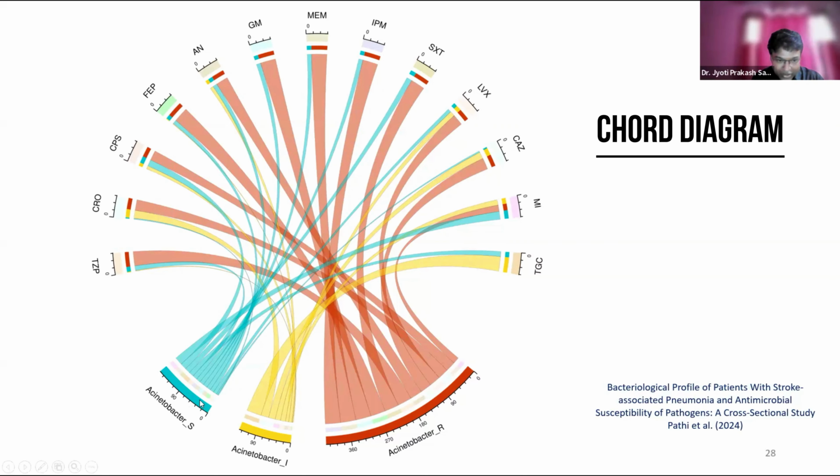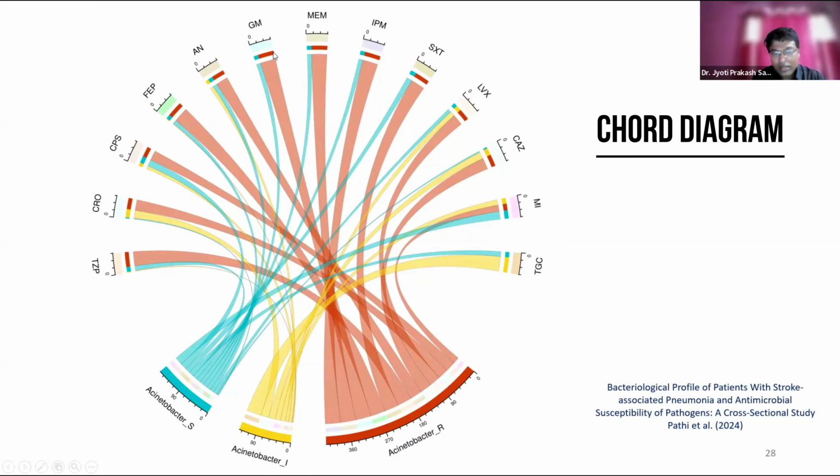Just focus on this number, the color, the blue, yellow, and the red one. And focus here. This is tigecycline. None of the isolates, Acinetobacter isolates, were resistant to tigecycline. Is it clear here? No red dots, no red lines connecting these two portions. So we can decipher that tigecycline is either sensitive or intermediate. None of our samples were resistant to tigecycline.